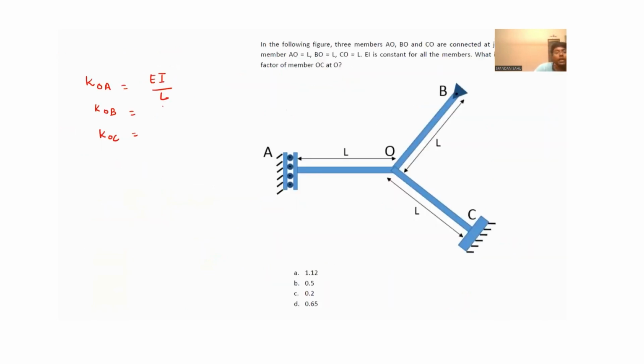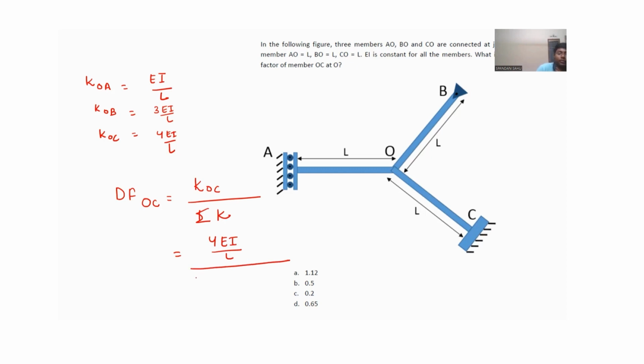For KOB it is 3EI upon L. KOC is 4EI upon L. So for which member do you need to calculate the distribution factor? It's asked for OC. Then what will be the formula? KOC upon summation K. So what is the value of KOC?